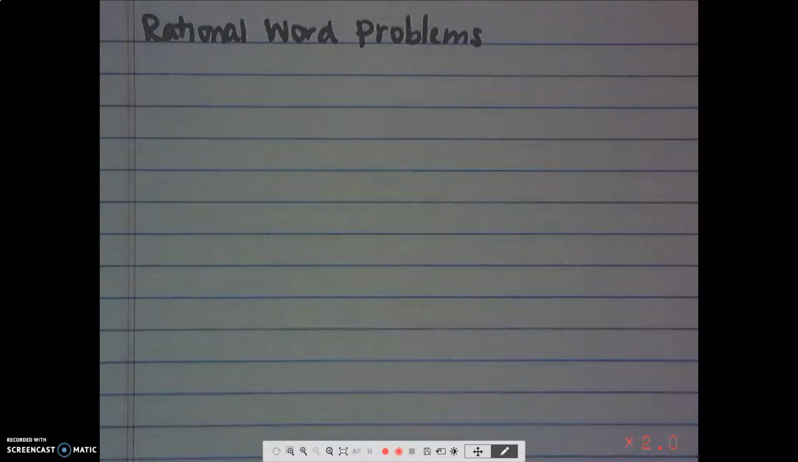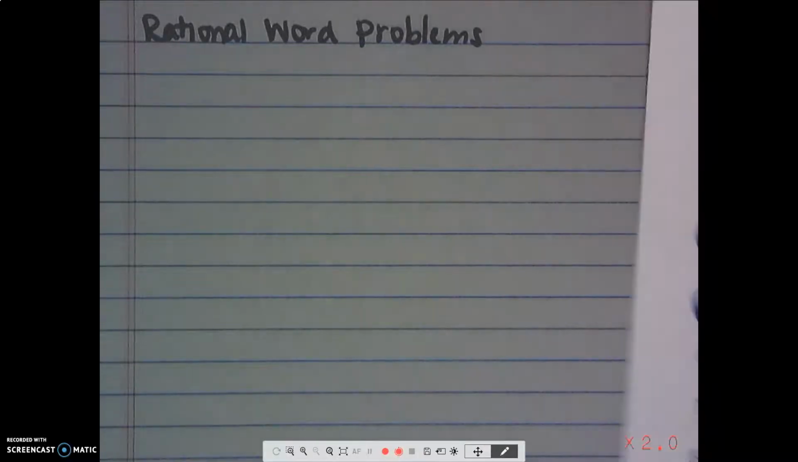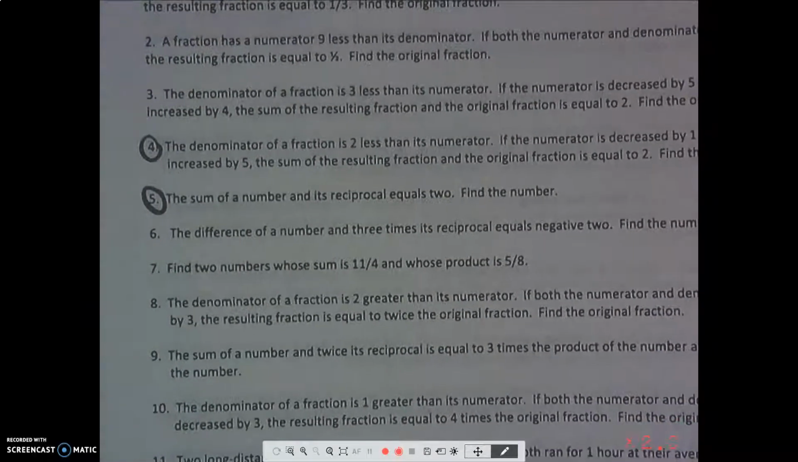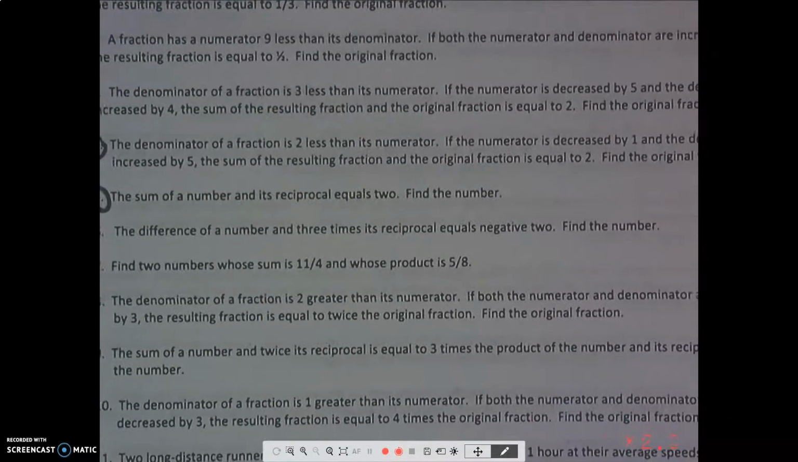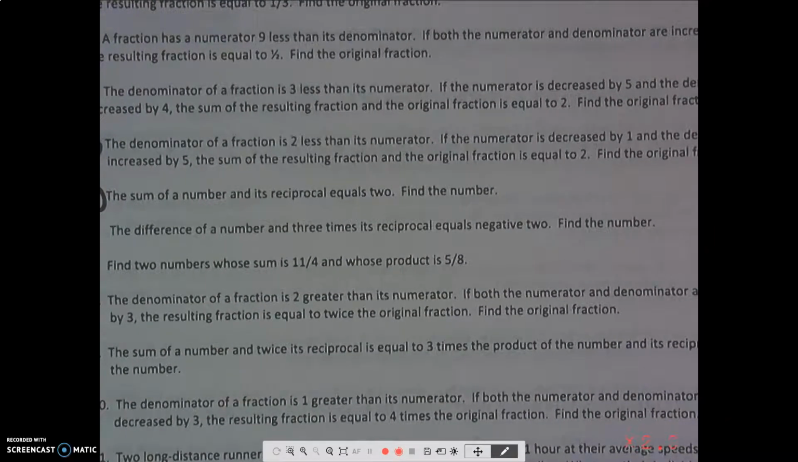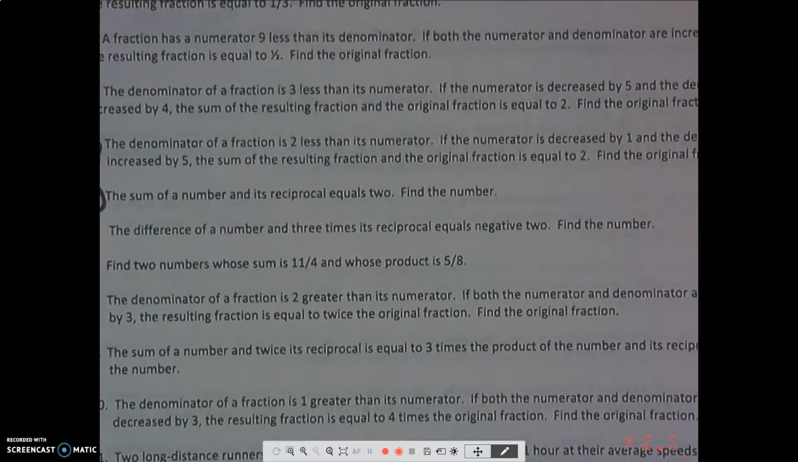Today we're going to talk about rational word problems, and in order to do that, we're actually just going to do some of the questions that are on the worksheet that's posted on Google Classroom for you. So the first one we're going to talk about is number 4. This question is a lot like number 20 that was on the rational equations worksheet.